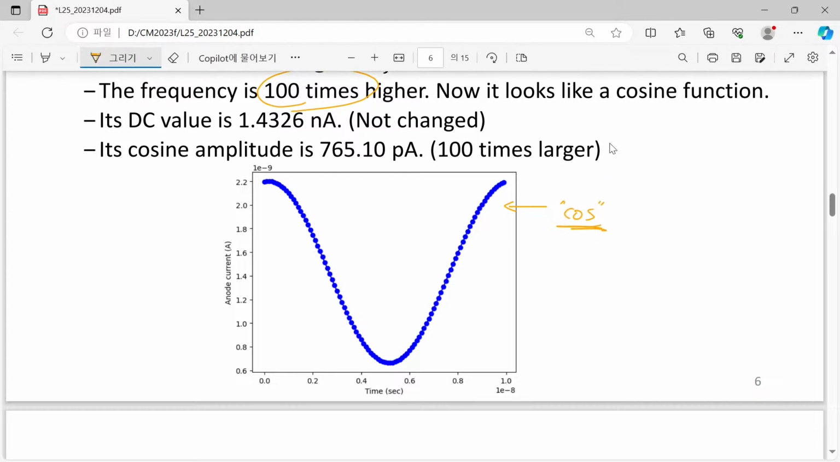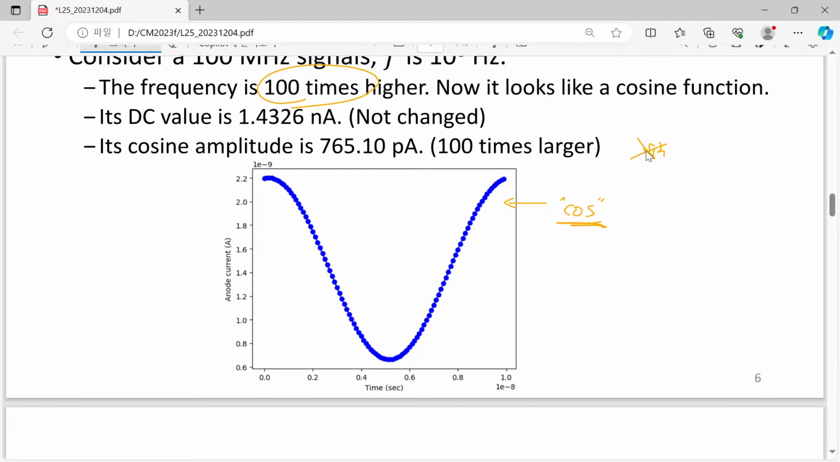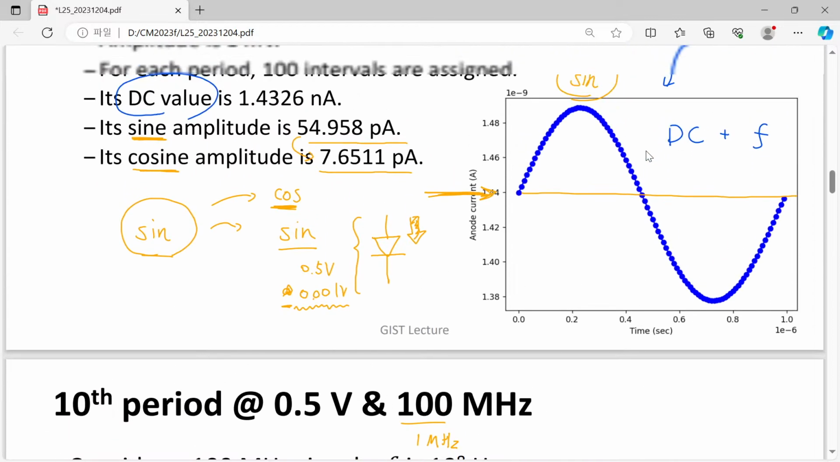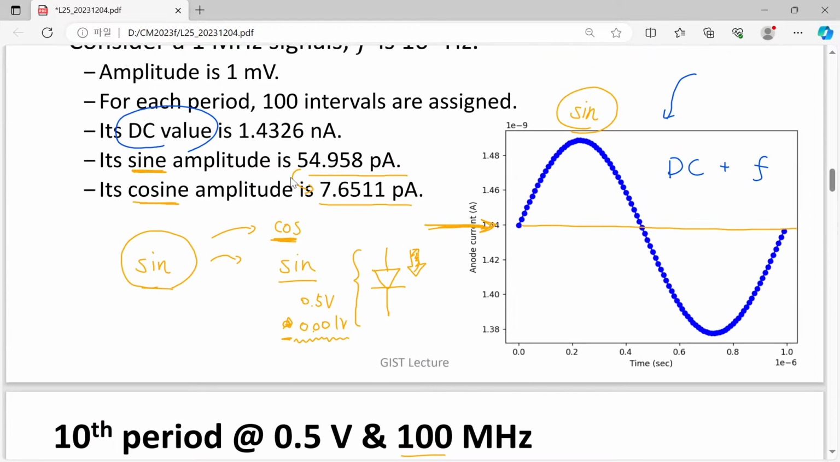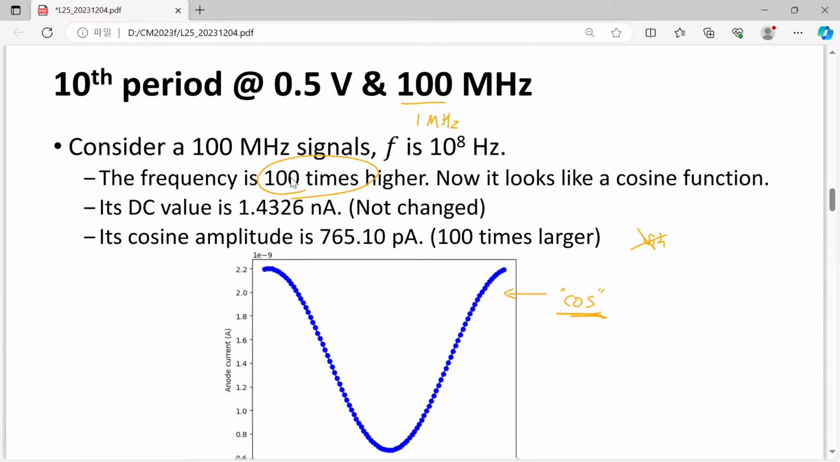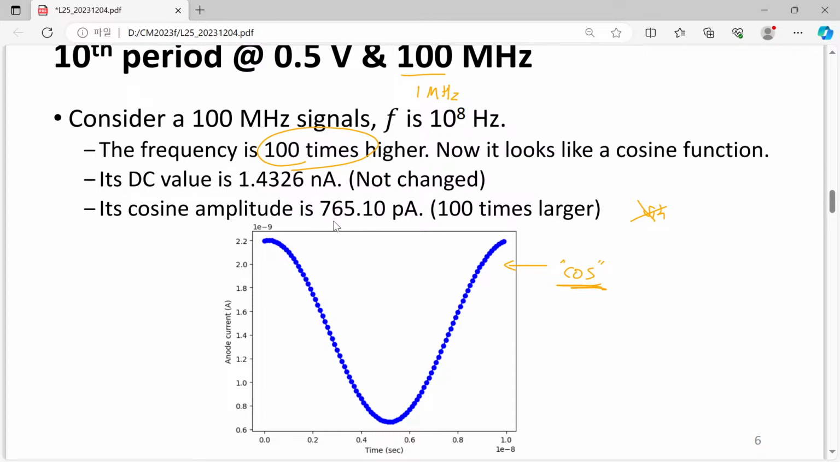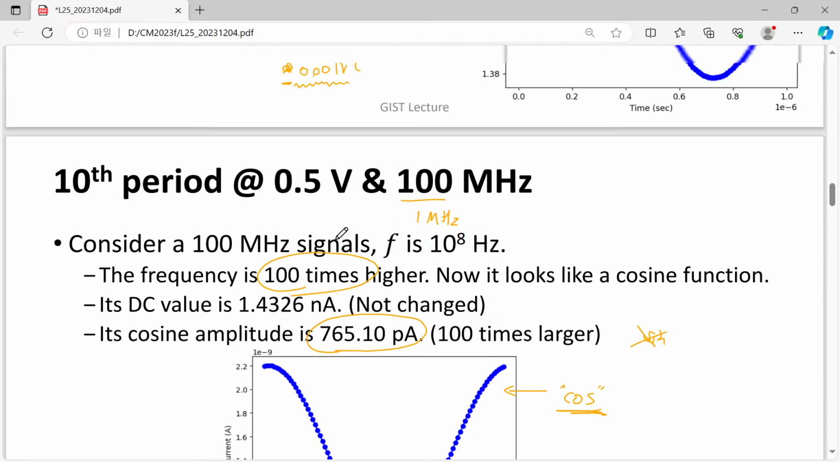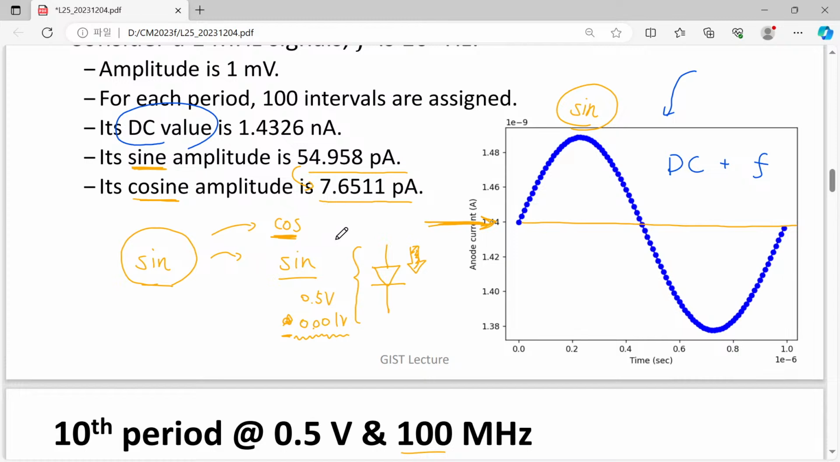Actually, its sine component has not changed that much, so its order is quite similar. It is just on the order of some 10 picoampere. However, now you can see that its cosine component is almost 700 or 760 picoampere when compared with that one at 1 megahertz. Its amplitude is enlarged by a factor of exactly 100.